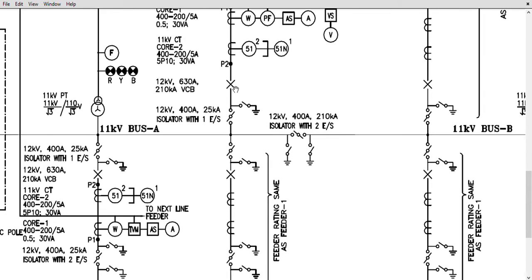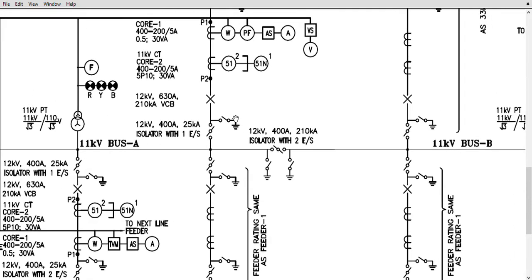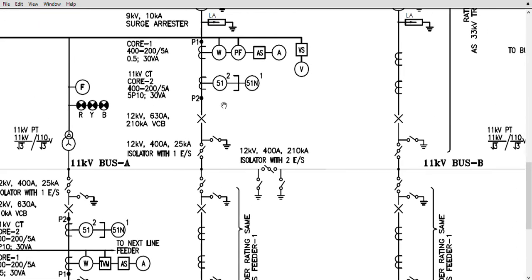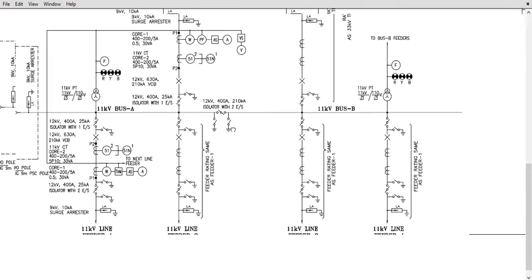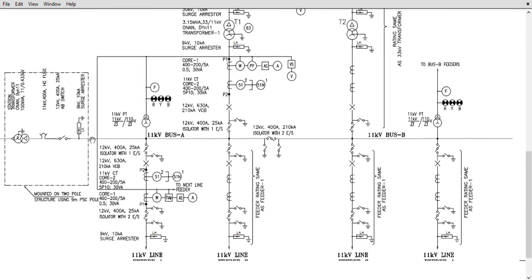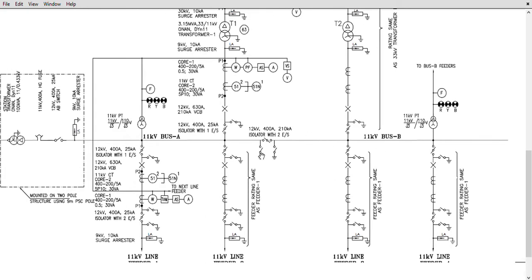Again we have a vacuum circuit breaker, and then we have an isolator with earth switch. Now this time the earth switch is towards the breaker. See, this is the 11 kV bus now. 11 kV bus, one section we are representing as bus A, and the other section we are representing as bus B, which means just to represent, we have a sectionalizer in between.